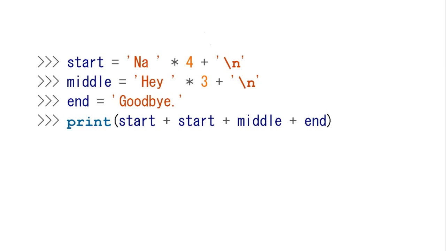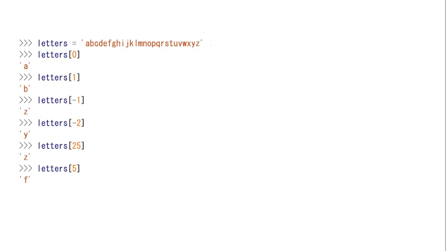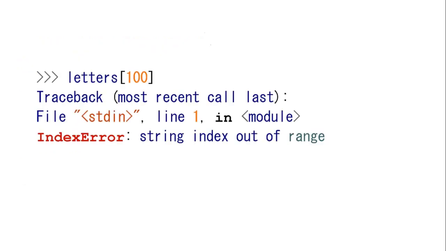Extract a character with a square bracket. To get a single character from a string, specify its offset inside square brackets after the string name. The first offset is 0, the next is 1, and so on. The last offset can be specified with -1, so you do not have to count going to the left; then -2, -3, and so on. If you specify an offset that is the length of the string or longer, you will get an exception.